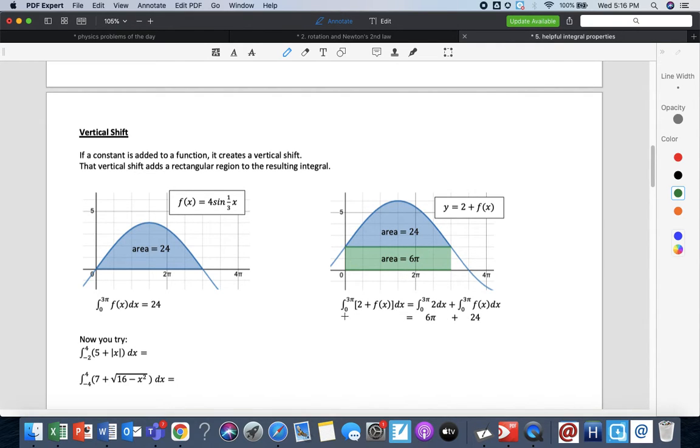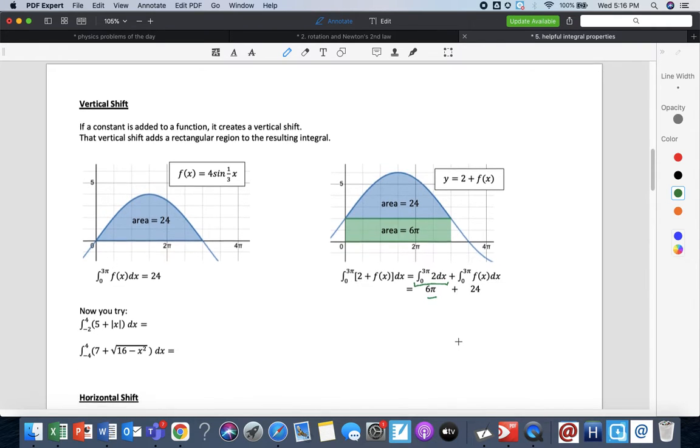And you can see that by taking the original integral and splitting it into 2. When you're adding two terms in an integral, you can integrate each part separately. So there's the first integral, 0 to 3 pi, and you're integrating 2, and then 0 to 3 pi, you're integrating f of x. This result is 24. This piece right here is that rectangle. It has a height of 2 and a length of 3 pi. So there's the 6 pi. And the entire area is 6 pi plus 24.